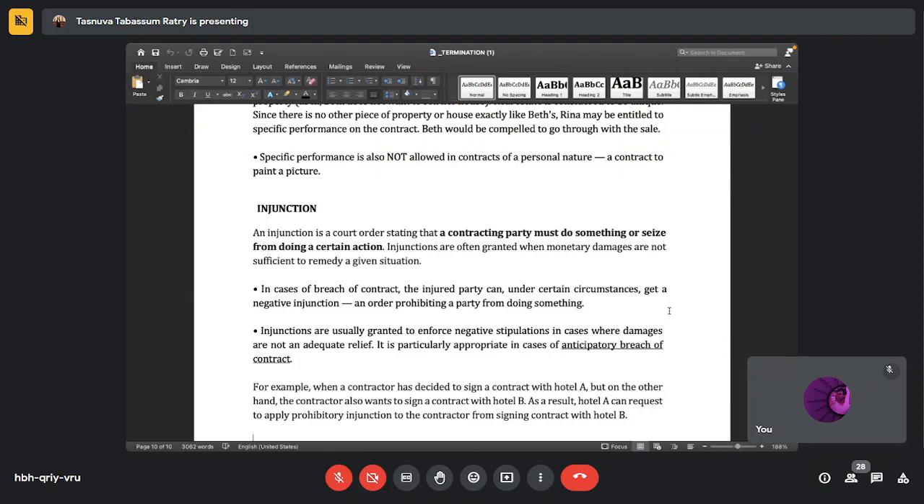Similarly, so many actresses or actors sign a contract with a production company for a span of 3 years, 6 years, and during that period, they're not allowed to work with any other production company. If they do, sometimes they try to work with another company, and then the company takes an order of injunction from the court prohibiting them from acting in any other movies.